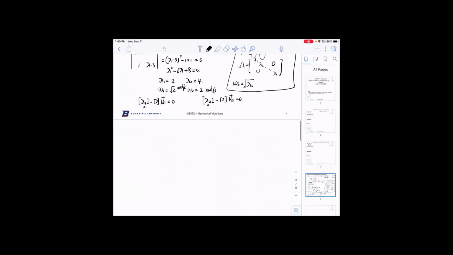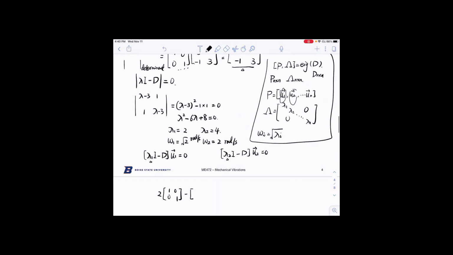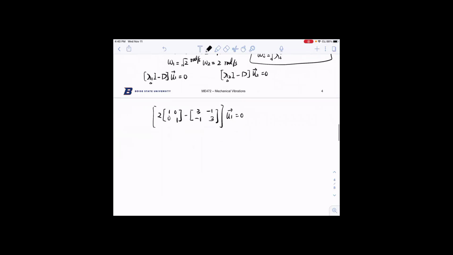So I'll take the first one for example. Your lambda is 2. So 2 times the identity matrix [1, 0; 0, 1] minus your D matrix, that is [3, -1; -1, 3], times U1 equal to 0. It's actually a 0 column vector. And then you do the calculation entry by entry. So you have minus 1, minus 1, minus 1, minus 1. Wait, I think it's 1.